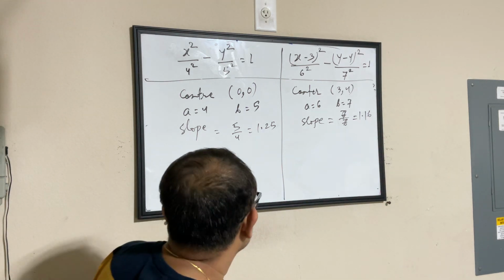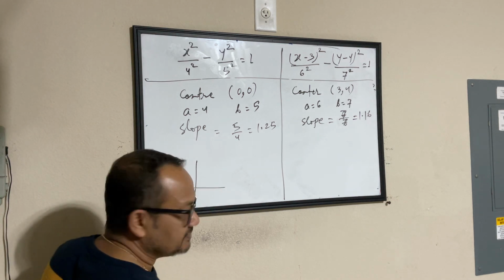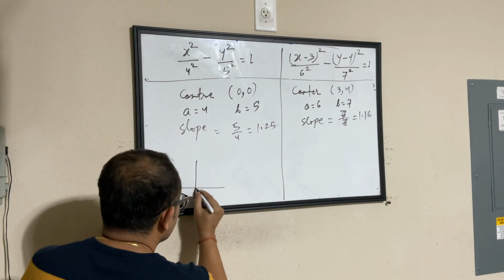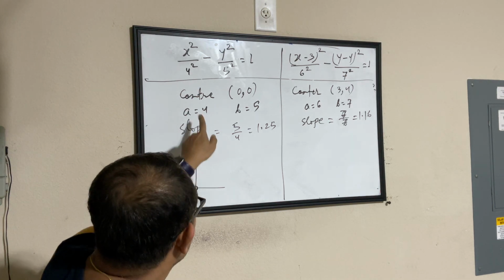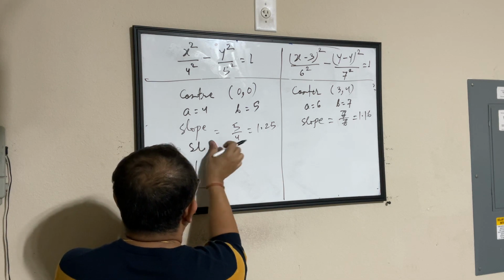Okay, just assume something. Now, if I try plotting this one, I know my center is 0, 0. So this is my center. And what is a? And then we found that this is facing sideways.